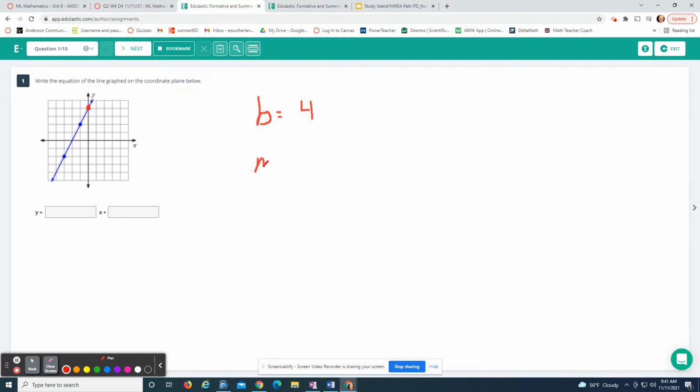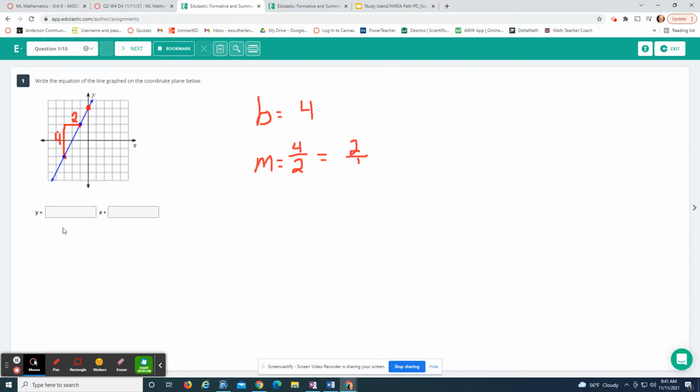And then the next thing I need to know is what M is, or what slope is. They give you two dots here. If you go straight up and straight across, you can see that it rises 4 and runs 2. The only thing I would say to be careful of here is to make sure that, left to right, it's going up. That means it's positive. If it's going down, it would be negative. But 4 over 2 will reduce to 2 over 1.